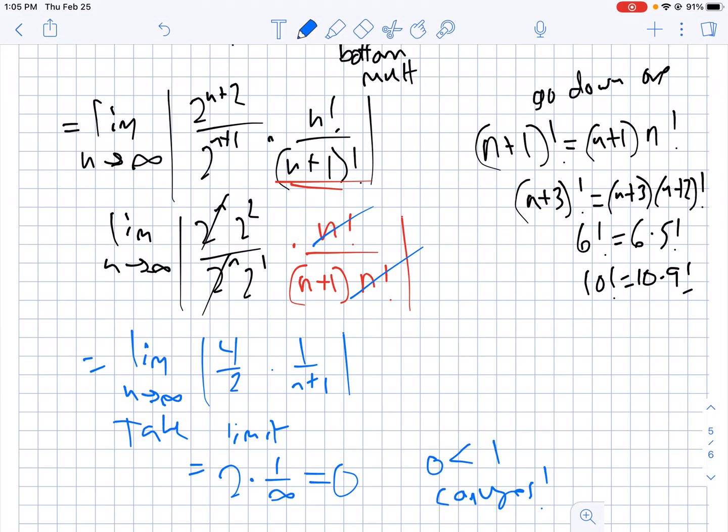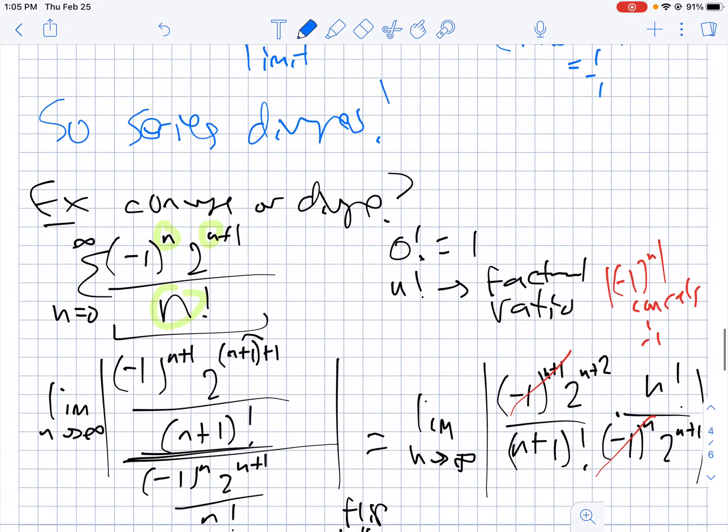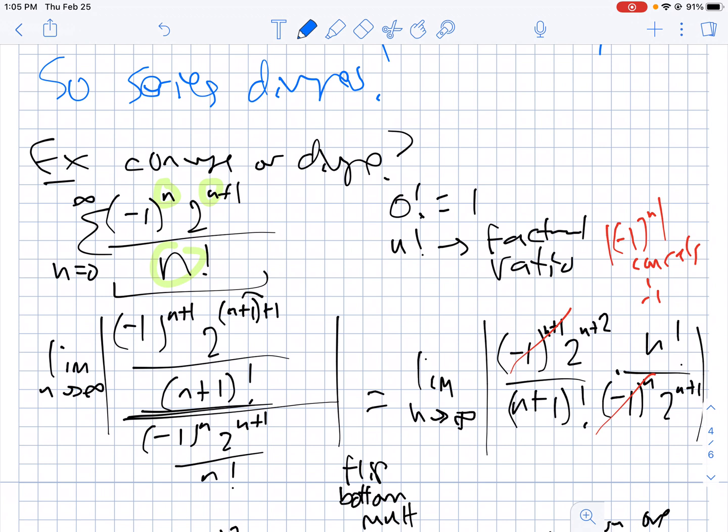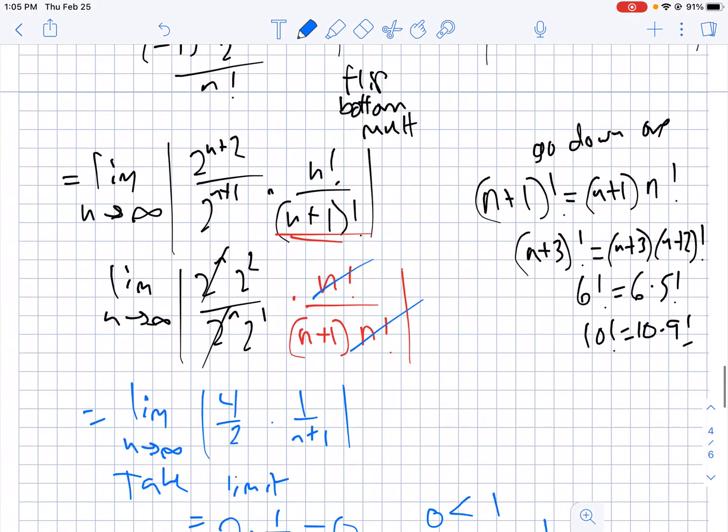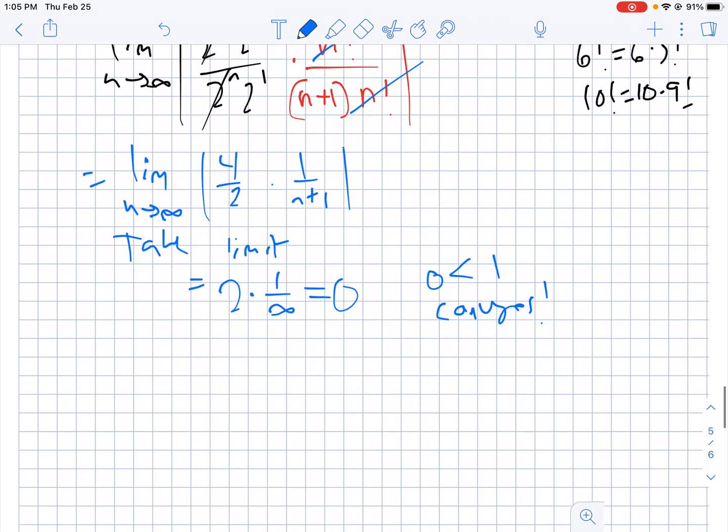Okay. So that's just how you deal with the factorial, how you deal with the negative 1 to the n. So that's actually pretty sweet that these just cancel out, and that'll always happen with a negative 1 to the n in absolute values. That's kind of cool. Okay, so that's the ratio test.